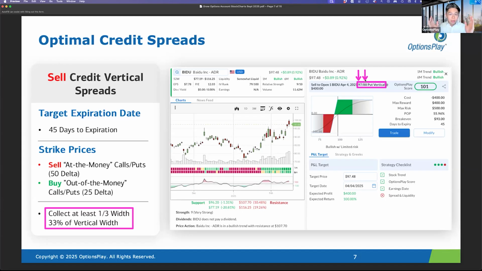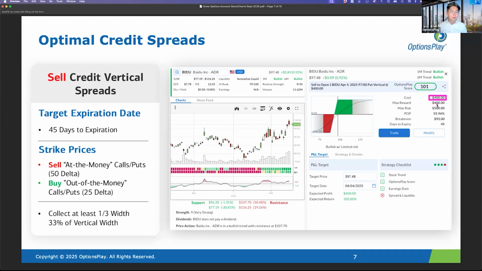And what we want to collect is roughly 1/3 of that vertical width. So 1/3 of $9 is $3. In this particular case, we're actually collecting $4 on this vertical spread. We're selling this vertical spread for $4. And because each contract represents 100 shares, $4 equates to $400 in income that we're collecting on this credit spread.